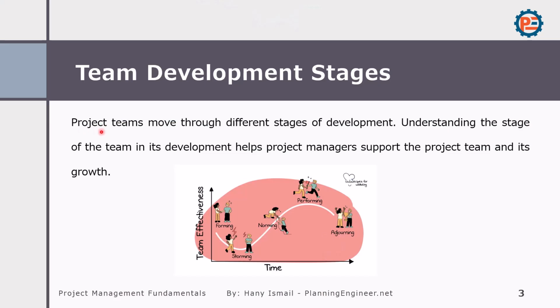Project teams move through different stages of development. Understanding the stage of the team in its development helps project managers support the project team and its growth. So normally we start by forming the team, then storming, then norming, performing, and adjourning. Don't worry if you don't understand these terms, we are going to discuss them in a minute.